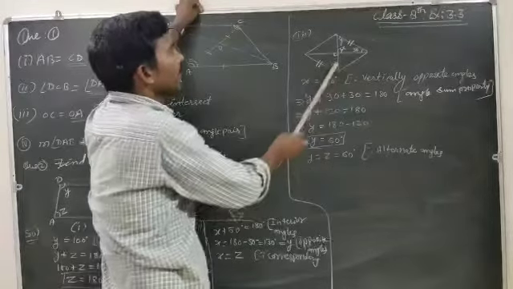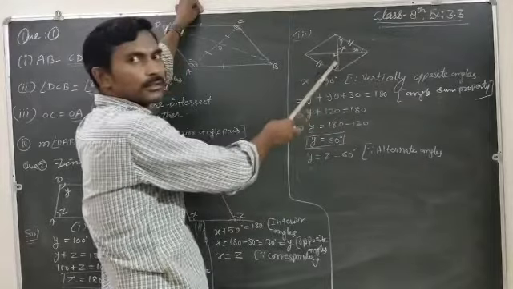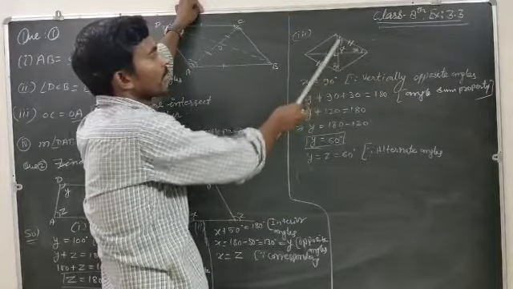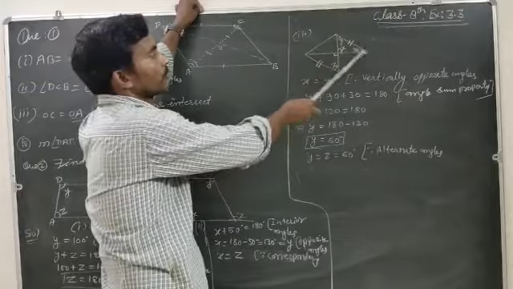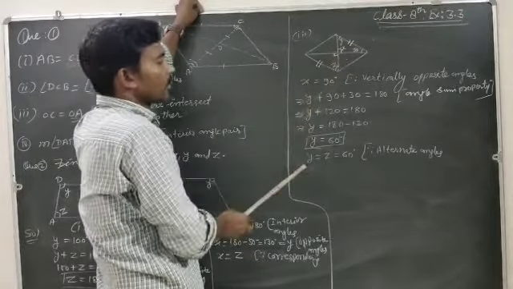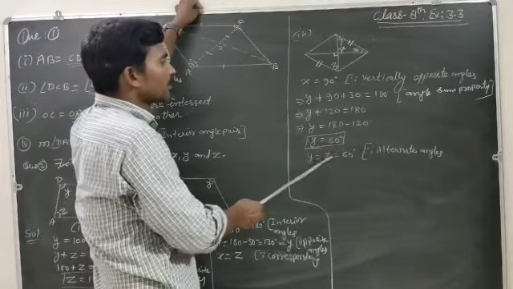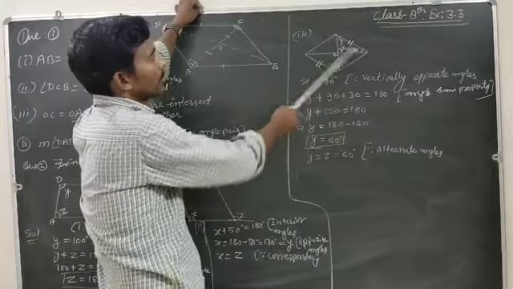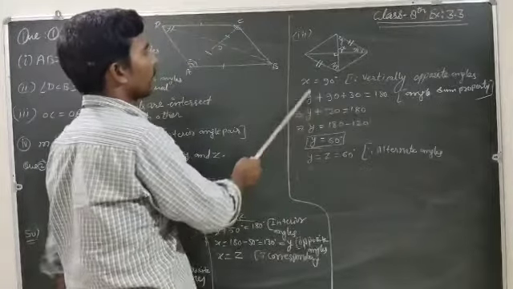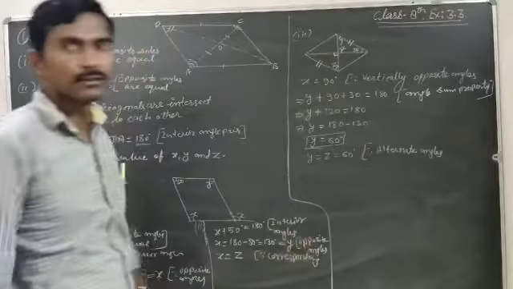So y and z are also equal because they are alternate angles, they are in a Z shape. So these are alternate angles. Alternate angles are always equal. So y and z equal 60. So complete this. X equals 90 degrees because vertically opposite angles. This angle is 90 degrees, given.